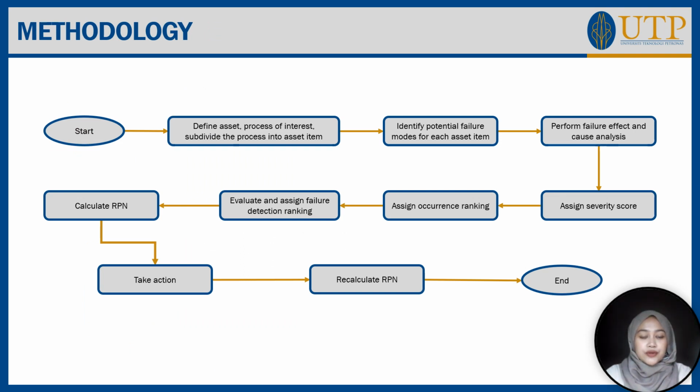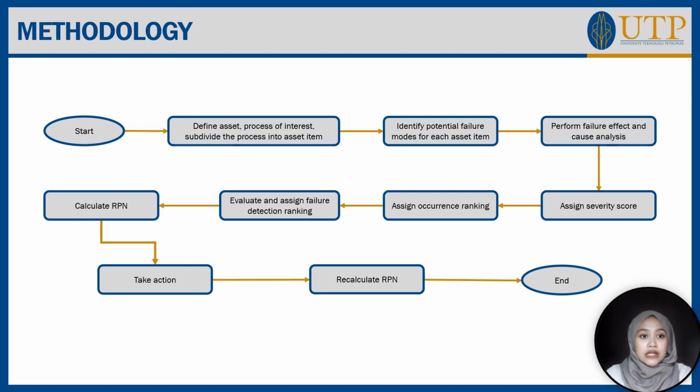Let us move on to the process flow or methodology of FMEA analysis. Prior to FMEA development, the asset is defined in terms of the process of interest and then subdivided into asset items, also called components for the equipment. A brainstorming process is done to list all the potential failure modes, the effects of the failure on the equipment, and also the causes of the failure.